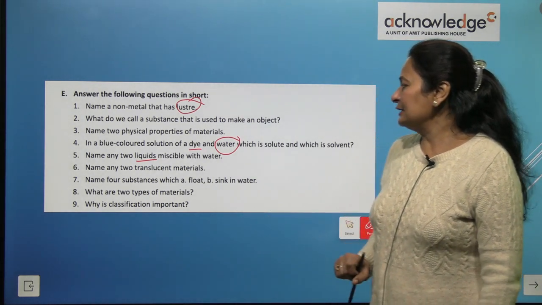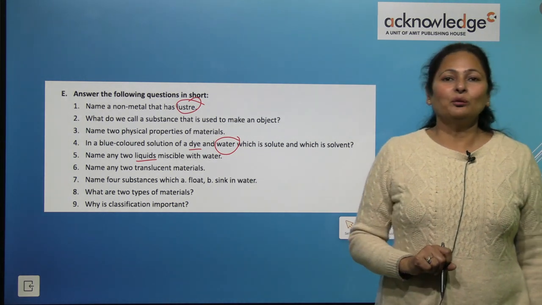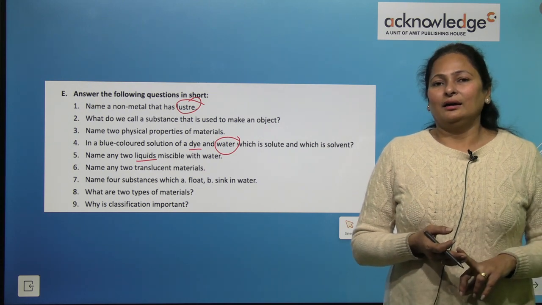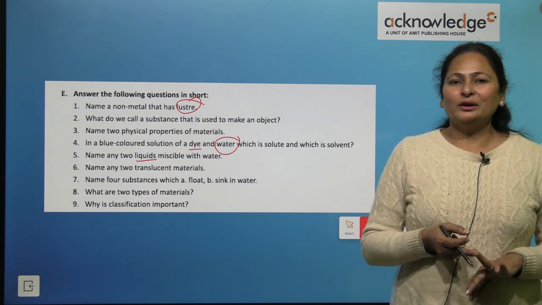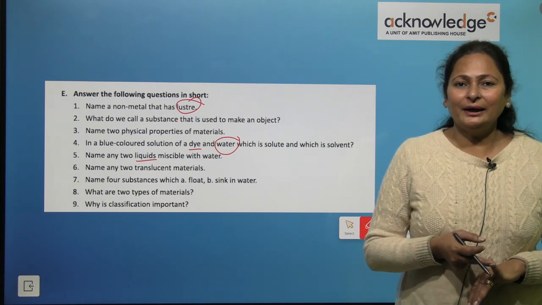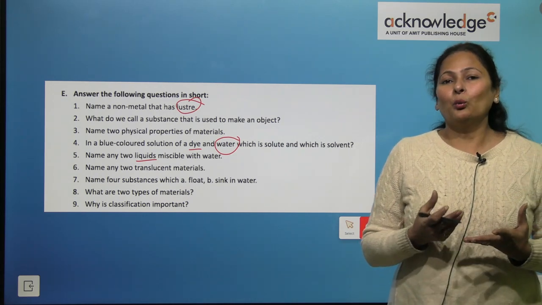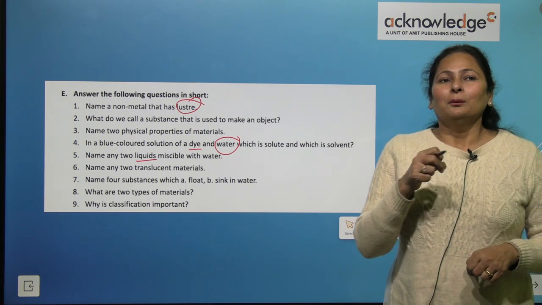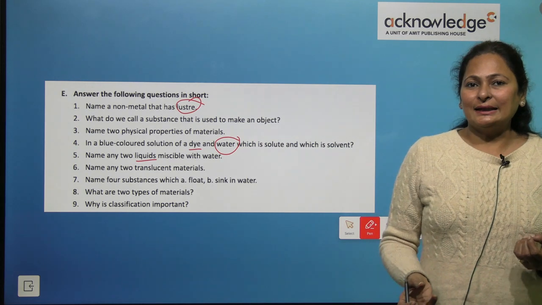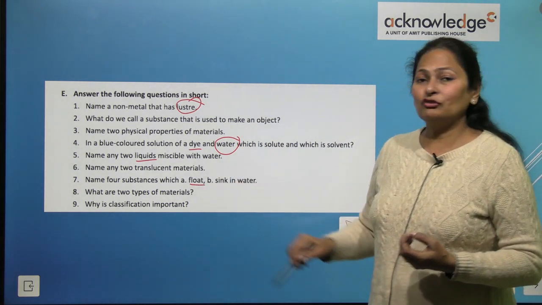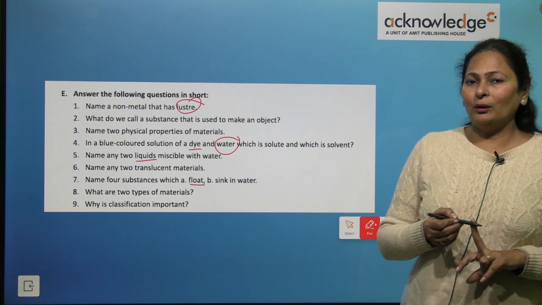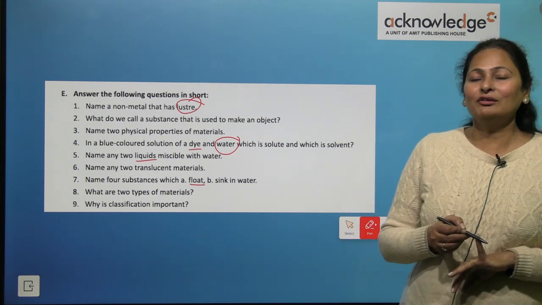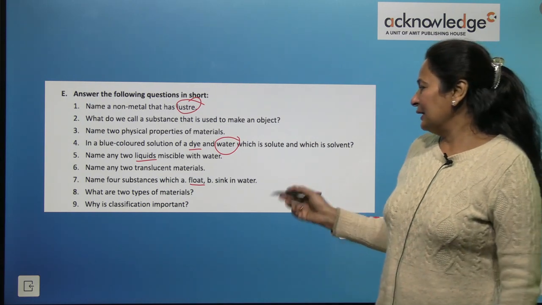Name four substances which float and sink in water. You need to give four examples. Sink: the sand will sink, the nail will sink, the stone will sink. These are heavier than water. If you put keys into water, they will again sink. The materials that can float on water are chalk powder, dried leaves, and oil. So these are some examples.